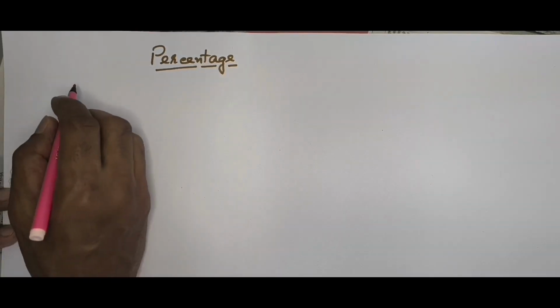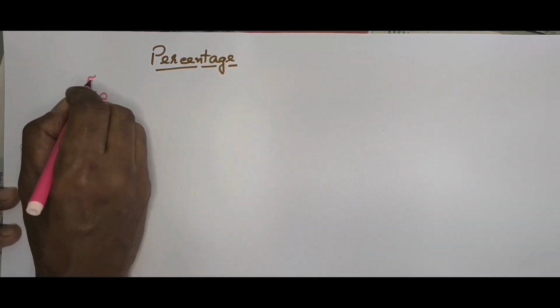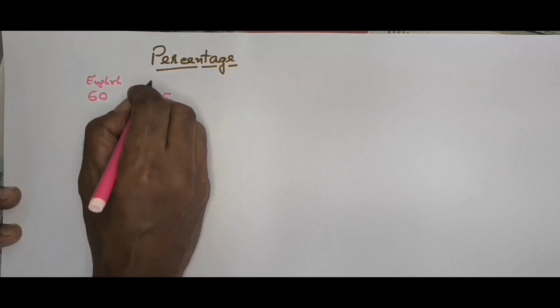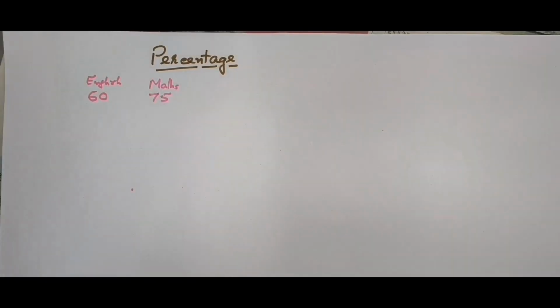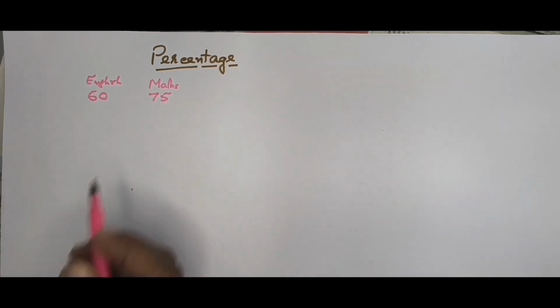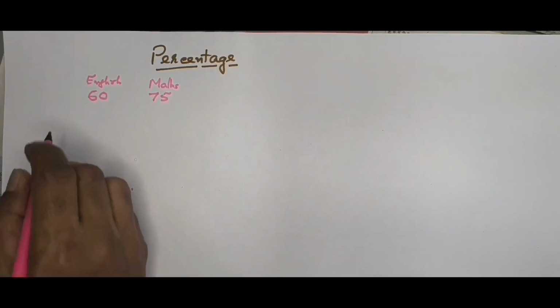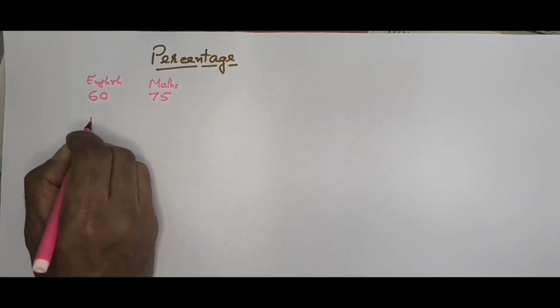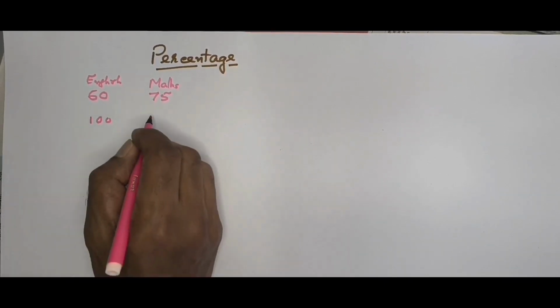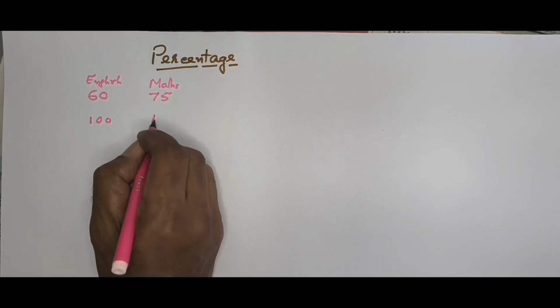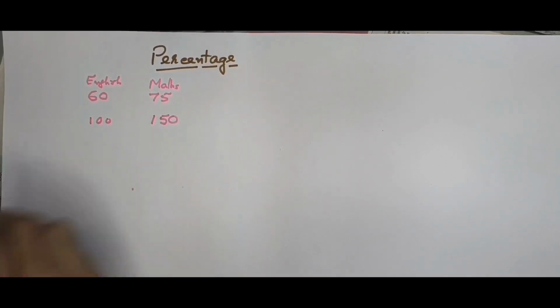Supposing a student scored 60 marks in, say, English and 75 marks in maths. If I ask you in which subject he performed better, most people would tend to say that he did well in maths. Your assessment may or may not be correct because I didn't give you the maximum marks in each of these subjects. Supposing I say the maximum marks in English was 100 and in maths, say, 150.